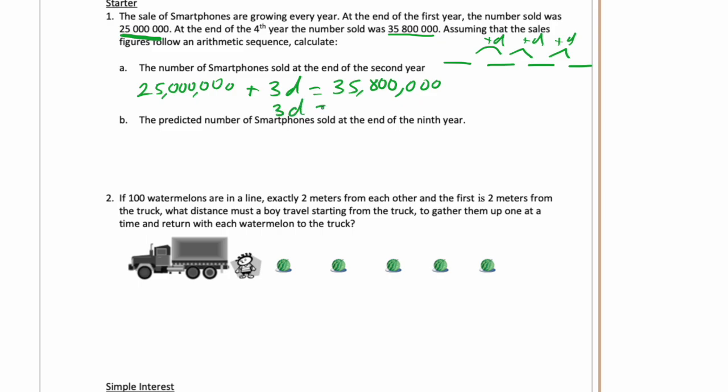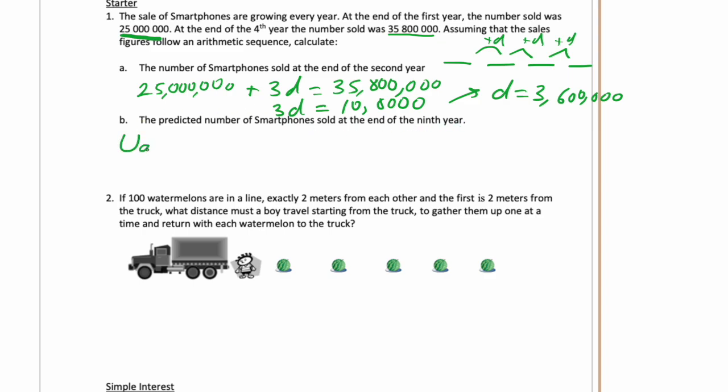So 3D equals 35,800,000 minus 25 million, which is 10,800,000. And then we divide by 3 and we get D equals 3,600,000. So that's the number of cell phones increasing each year. Find the predicted number of smartphones at the end of the ninth year.